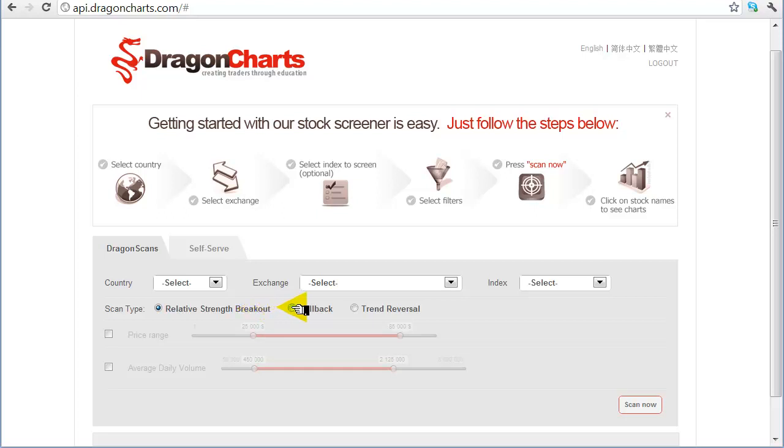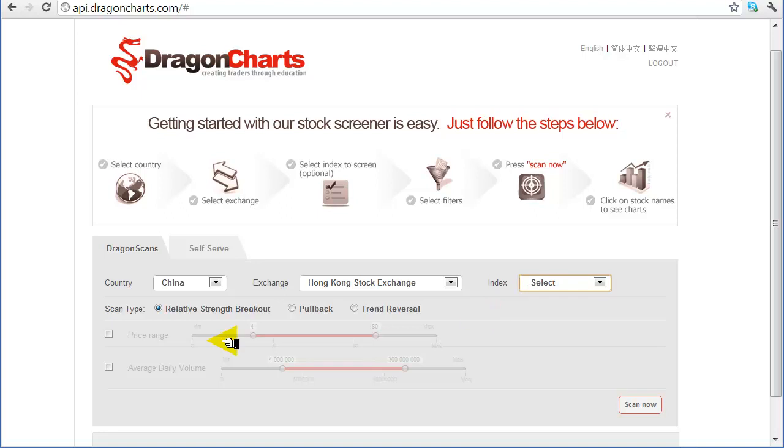Likewise, the pullback scan only works when stocks are in an uptrend, and not many stocks are in an uptrend right now. So it's very likely that if you did a scan, for example, of relative strength breakout, you would get no results. We can try that, for example, if we go to China, then we select the Hong Kong Stock Exchange, and if we'd like to, we can select an index to make sure the results are all within, for example, the Hang Seng index, or if we leave that blank, it'll scan for stocks in any index.